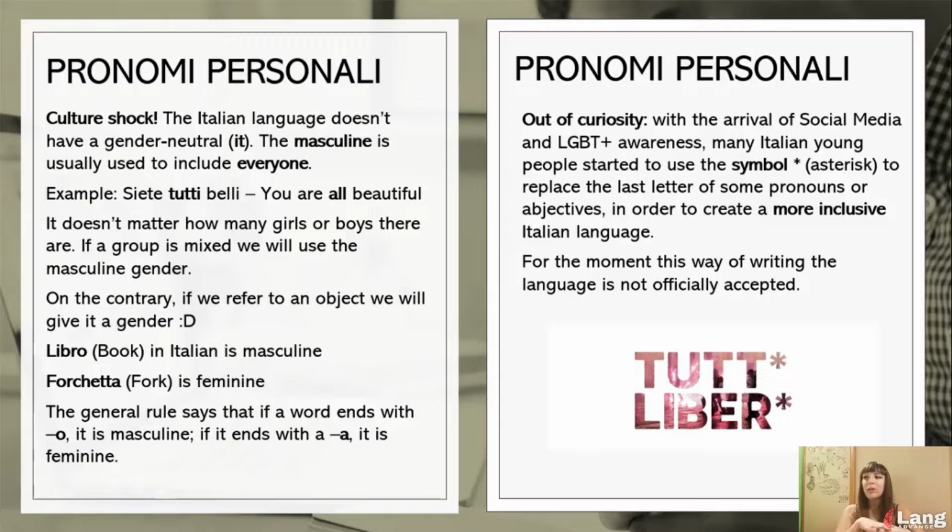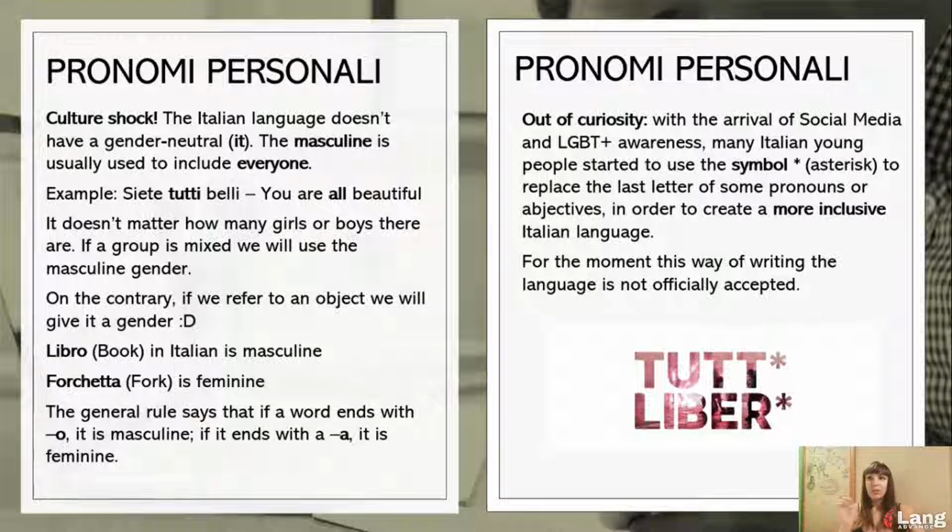On the contrary, if we refer to an object, we will give it a gender. So again, you already know how to recognize if a word is feminine or masculine. So we will assign a gender to the object, to the thing. If you listen to Italians who cannot really speak English and don't know that English uses the pronoun it, they will refer to things with the pronouns she and he, because we are used to it in Italian.